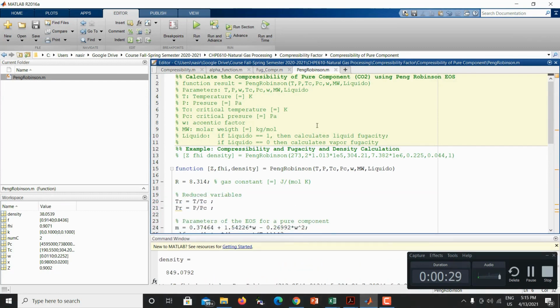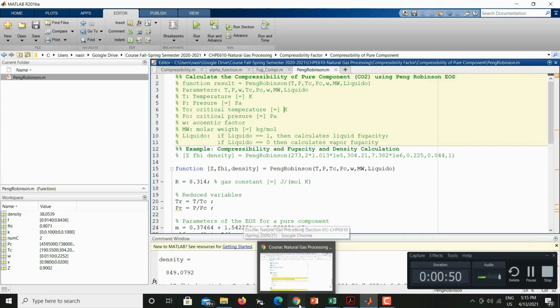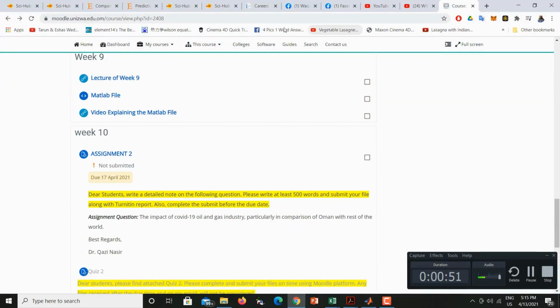Okay. So in this particular case, the first file that I'm sharing is named Peng-Robinson. You can find this file in the folder which I share with you later on. In this file, you can open up the file, and I will explain it to you. Before I explain this file, I want to go to the theory part and explain a little bit about what is happening.